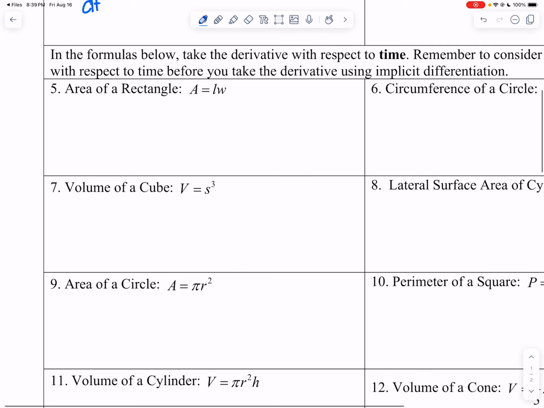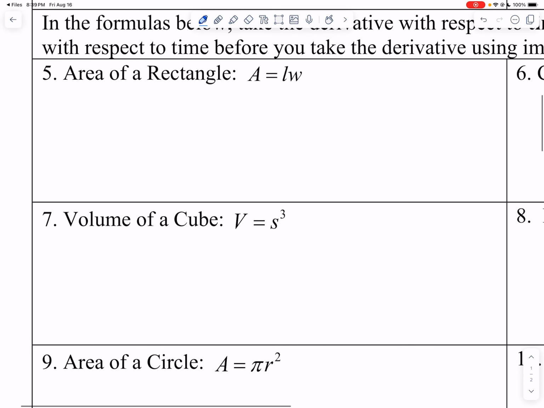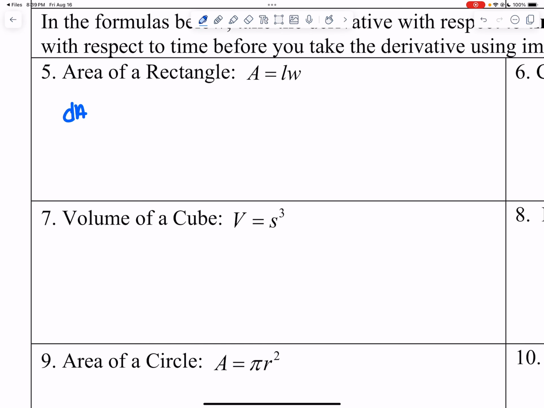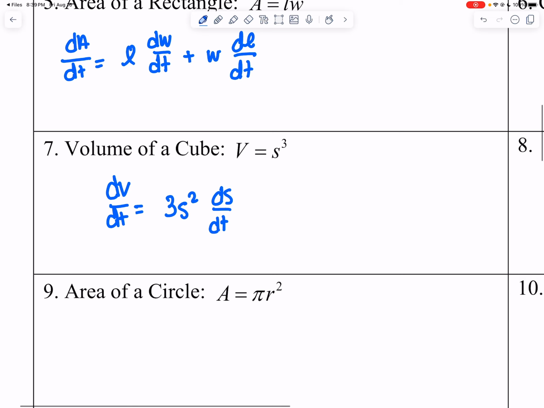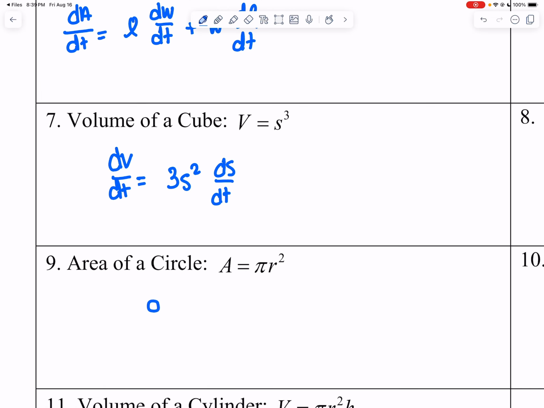So number five, we're talking about the area of a rectangle. So we are going to say dA/dt is equal to first times the derivative of the second plus second times the derivative of the first, of course, with respect to time. Number seven, the volume of a cube, so that's going to be dV/dt is equal to 3s squared ds/dt. Number nine, the area of a circle, so that's going to be dA/dt is equal to 2 pi r dr/dt.